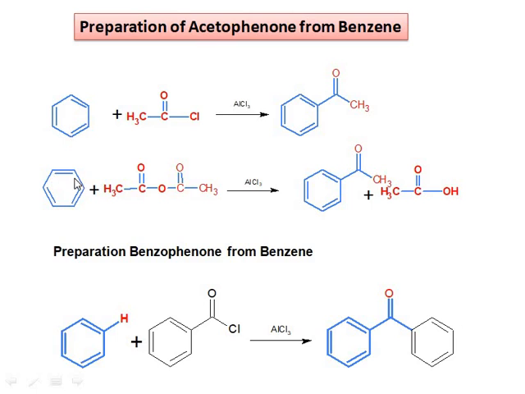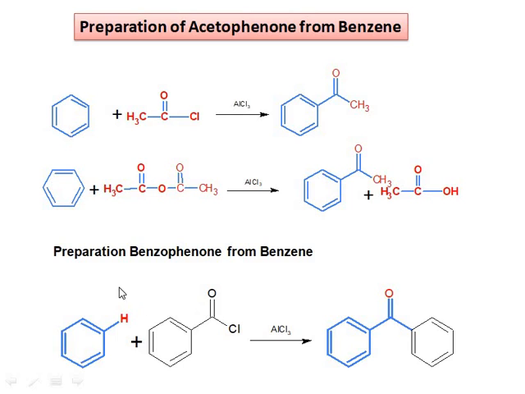Similarly, the benzene ring or benzene compound can be treated with acetic anhydride. Then what happens? This acyl group is introduced at this position of the benzene ring to form acetophenone, in the presence of aluminum trichloride as a catalyst, and the byproduct will be eliminated as acetic acid.